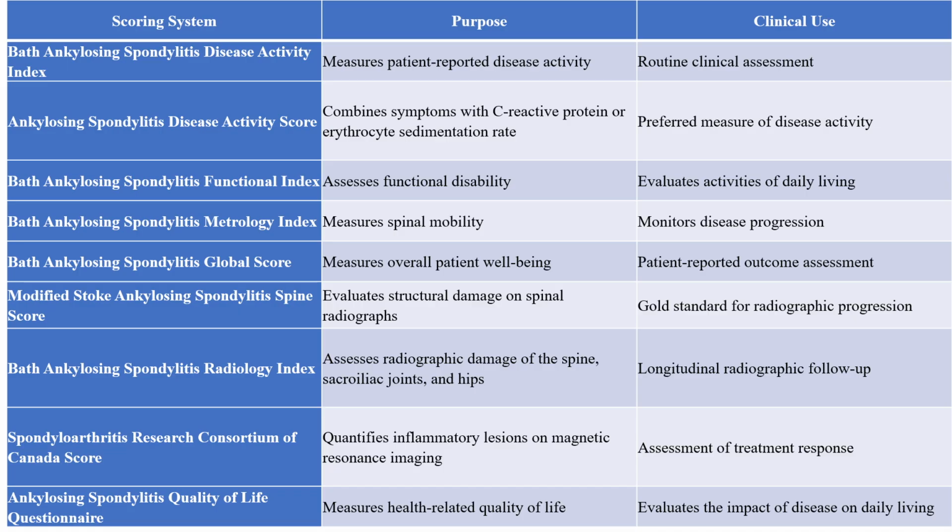Structural damage is assessed using radiographic scores. The Modified Stoke Ankylosing Spondylitis Spine Score evaluates spinal damage on plain radiographs and is commonly regarded as the standard measure for radiographic progression. Other tools assess specific areas.